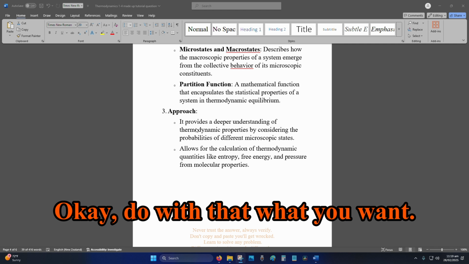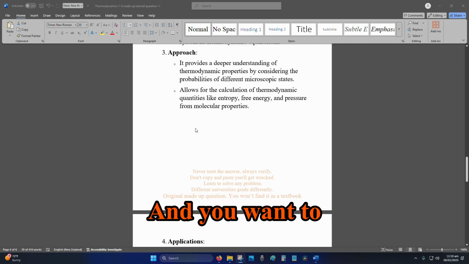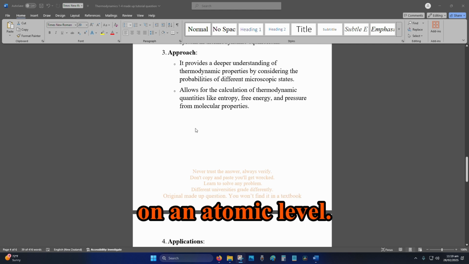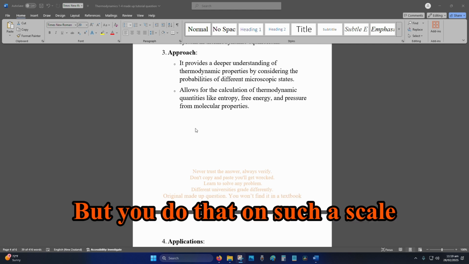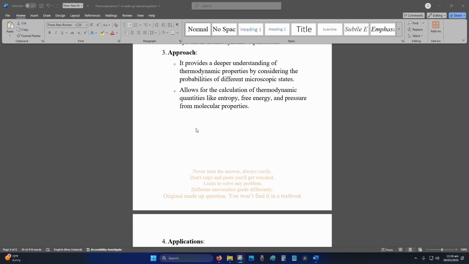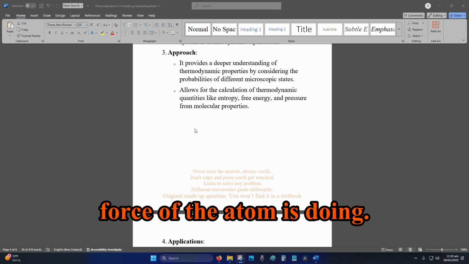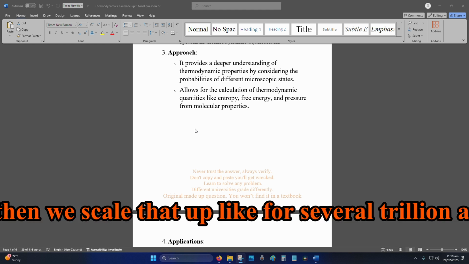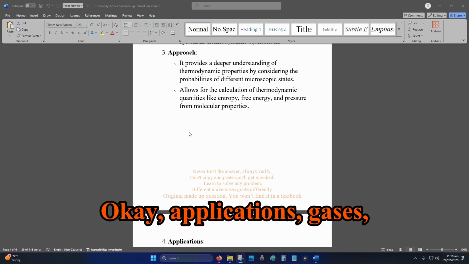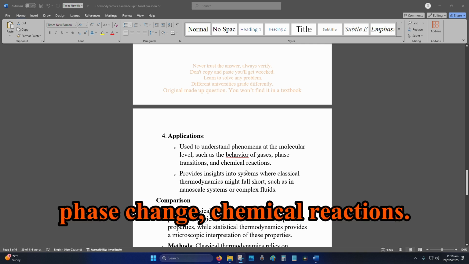Do with that what you want. Basically, it's the tiny stuff that you look at inside the microscope, and you want to figure out what's happening on an atomic level. But you do that on such a scale that we just use probability. That's why they say statistics. Use the maths of what the motion and force of the atom is doing, and then we scale that up for several trillion atoms. Applications: gases, phase change, chemical reactions.